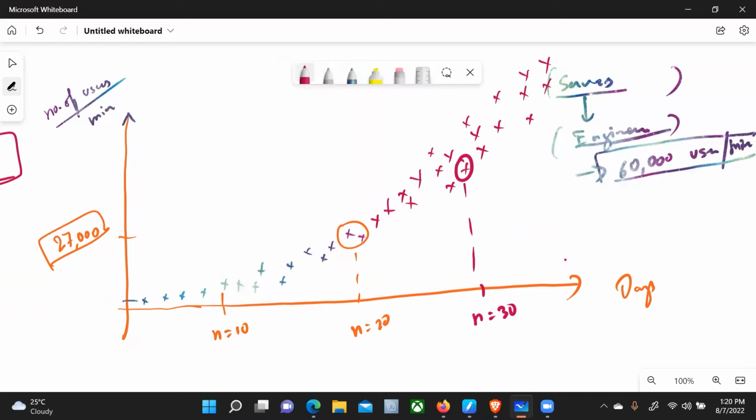Approximately, again, I'm not saying it's going to be perfect, but could you see that pattern happening here? If someone could figure out the right function here, then in future we could tell around which day we would be reaching around 60,000 users per minute on our website, and we would be trying to preempt, or put some server or compute power in place well in advance. Does this idea make sense?